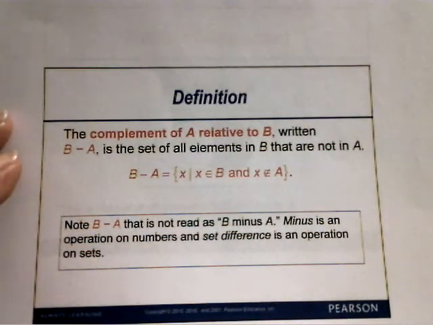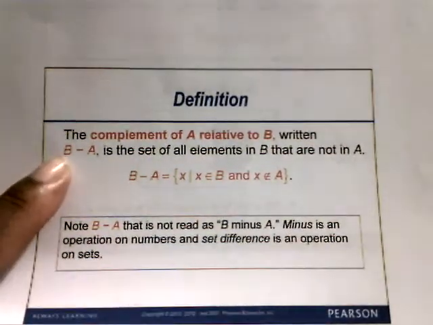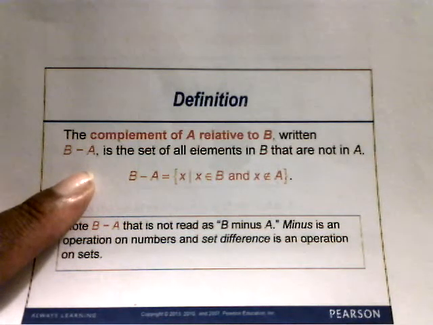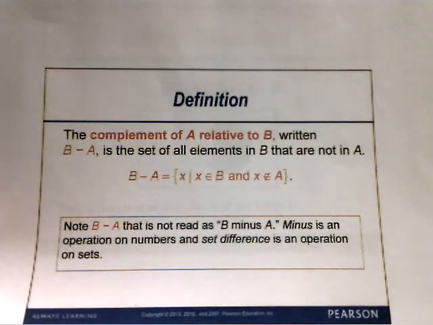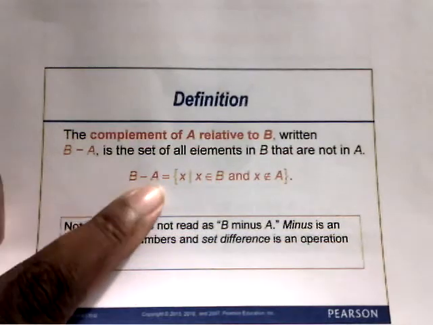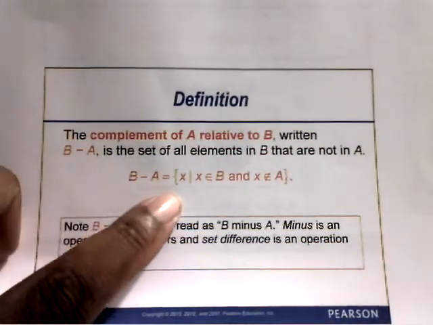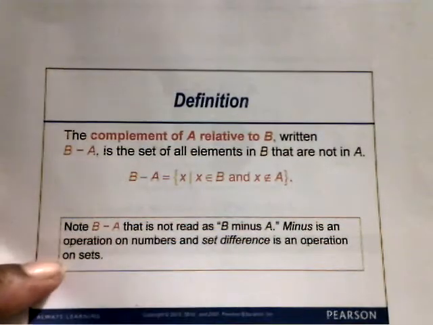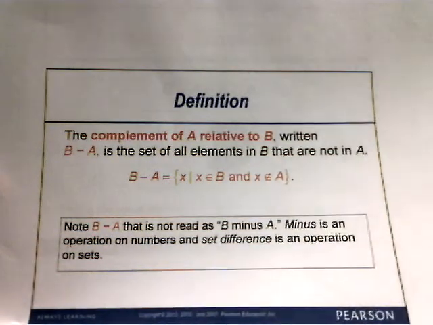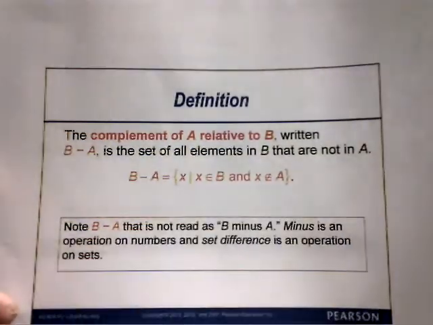And the complement of A relative to B, written as this, and this is not read B minus A. That's going to be the set of elements in B that are not in A. So here, the complement of A relative to B would be the set of all x such that x is an element of B and x is not an element of A. Okay. Now keep in mind the minus sign is nothing but an operation on numbers, and set difference is an operation on sets. So we can call this a set difference.